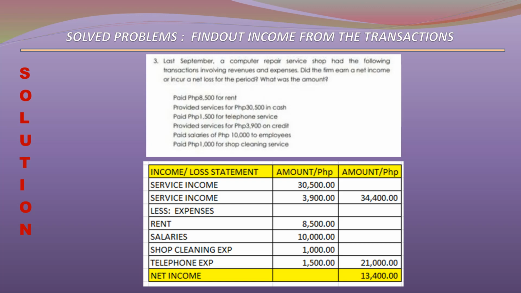Income and loss statement. Service income 30,500 and again service income 3,900. Total service income 34,400. Less expenses: rent 8,500, salaries 10,000, shop cleaning expenses 1,000, telephone expenses 1,500. Total expenses 21,000. Net income 13,400.